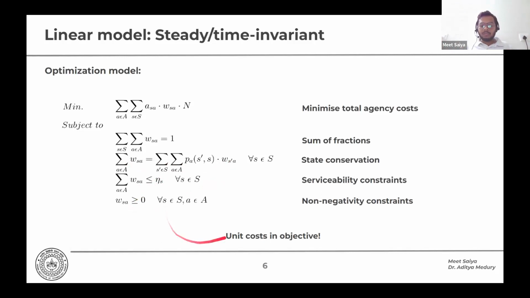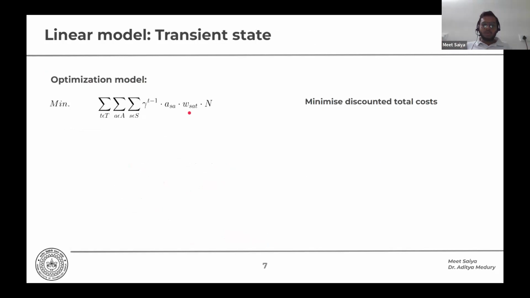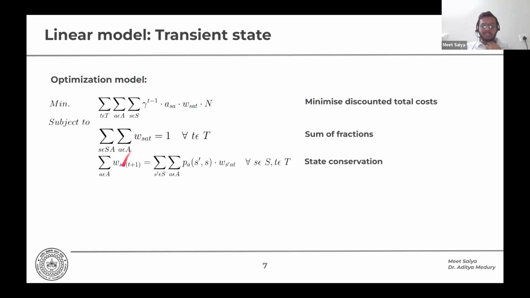And here we have unit costs in the objective. Similarly, we have the transient model wherein we just have W S A T instead of WSA, and we discount and sum it over all years. So we have minimized the discounted sum of cost. Again, the sum of all state actions should be equal to 1. We should transition here, and then we should reach t plus 1.